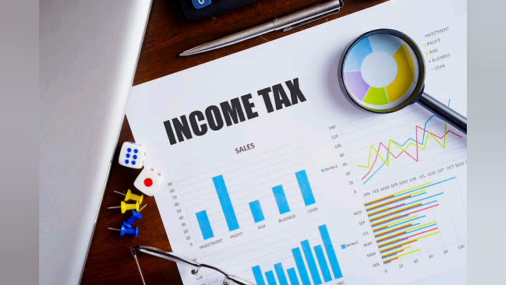In deductions you will have three deductions: standard deduction, entertainment allowance, and professional tax. Standard deduction, in every question you need to do 50,000. Professional tax, if they have given it, you need to add it there. If they have not given it, then zero.